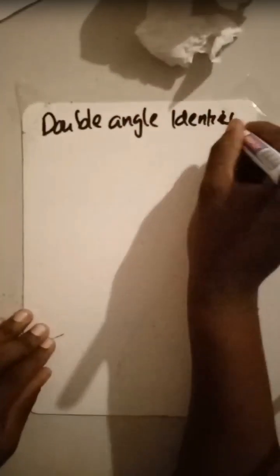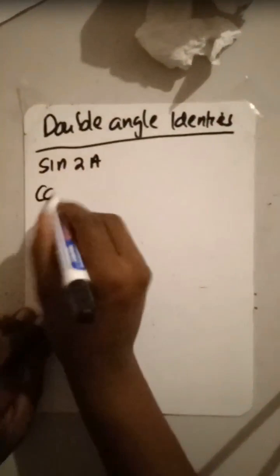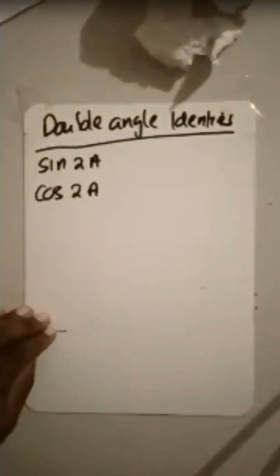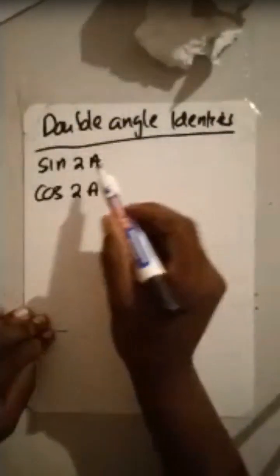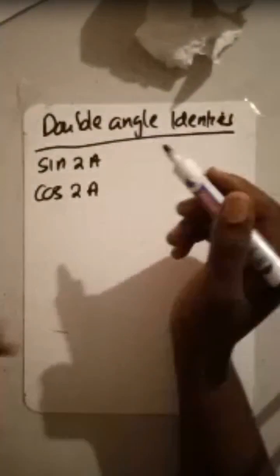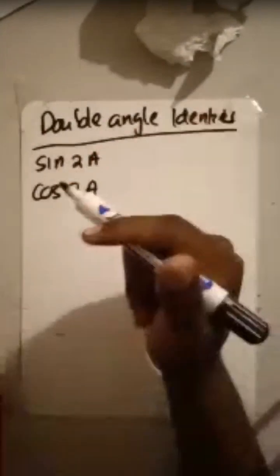Double angle. When you're talking about double angle, you're talking about sine 2A, and you're talking about cos 2A. These are double angles. 2 means double. So this one, guys, sine 2A is the same as sine A plus A. So it's a double angle. A plus A again. Cos 2A means cos A plus A.